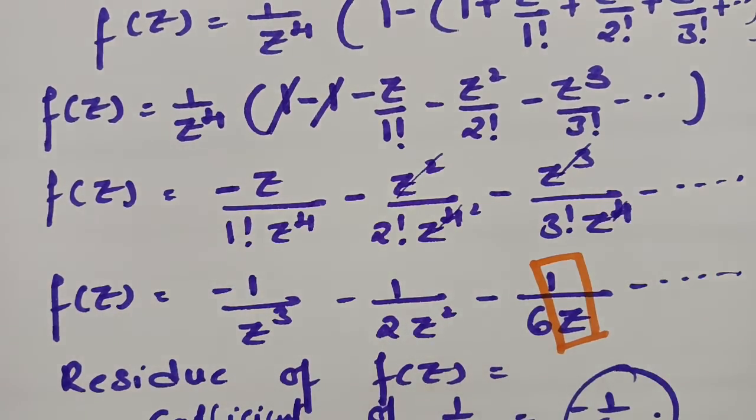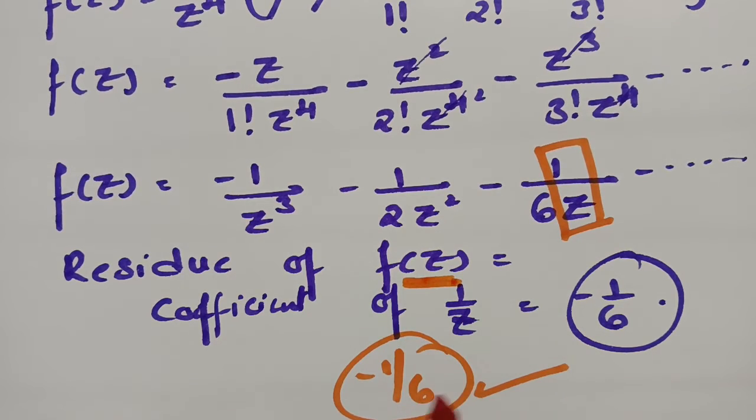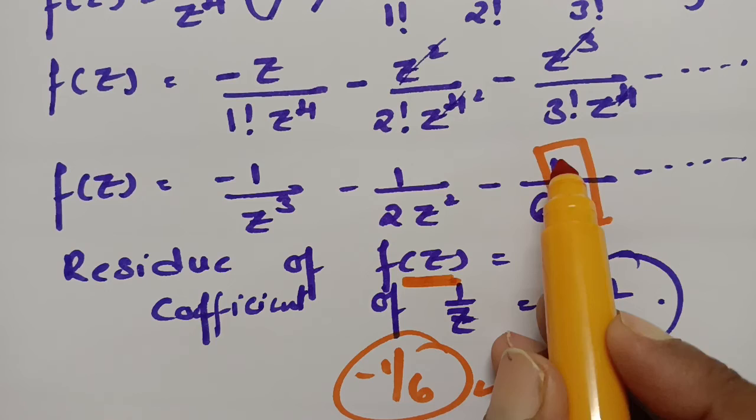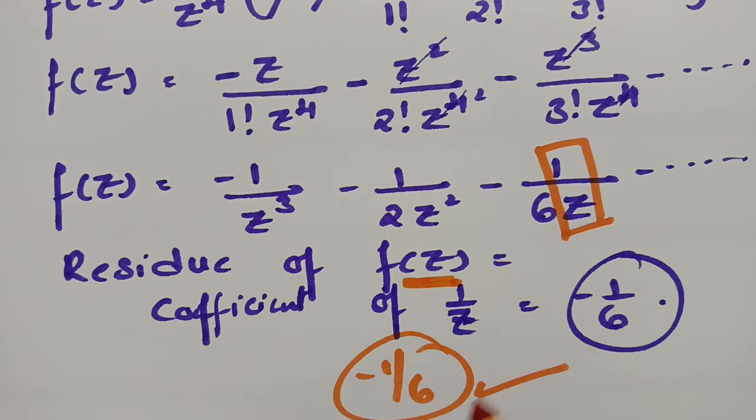After that, in order to find the residue of f(z) for such kinds of functions, we have to take the coefficient of 1/z. So here the 1/z term is this one and the coefficient is -1/6. So this is the final answer.